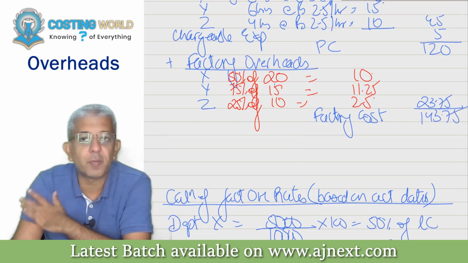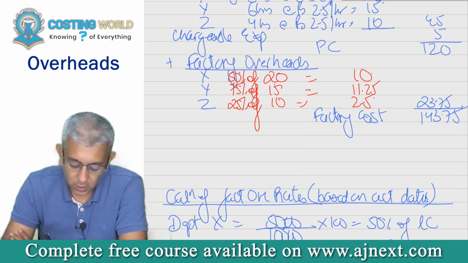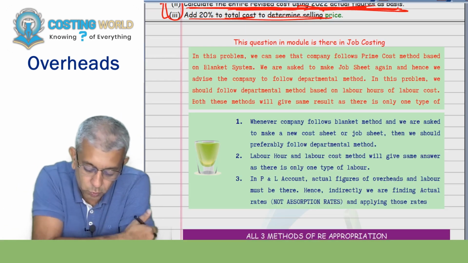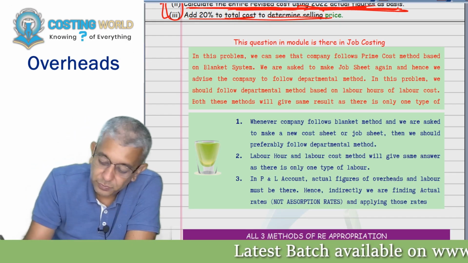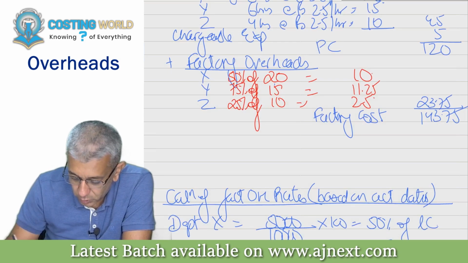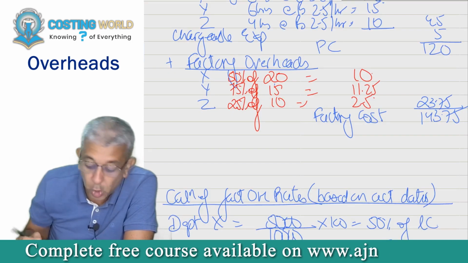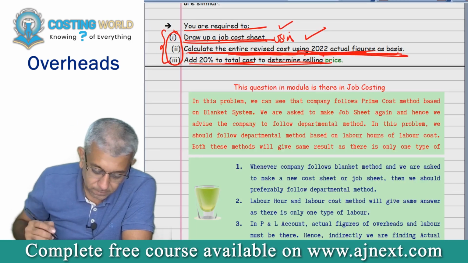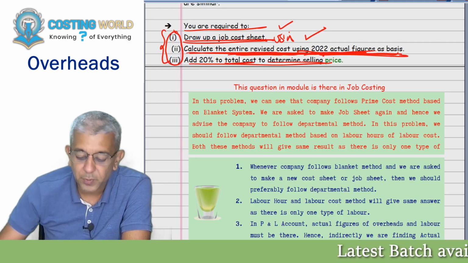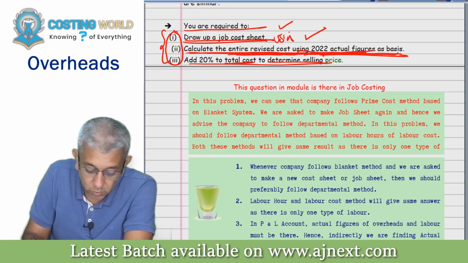$143.75. That's okay for everybody. You all have reached till here? Yes, sir. Okay, now see. I'm just trying to read the required part again and again, so there is no issue. Draw job cost sheet. Actually till here, your job cost sheet is done. Calculate the entire revised cost using 2022 figures as actual basis. That is what we all have done also.